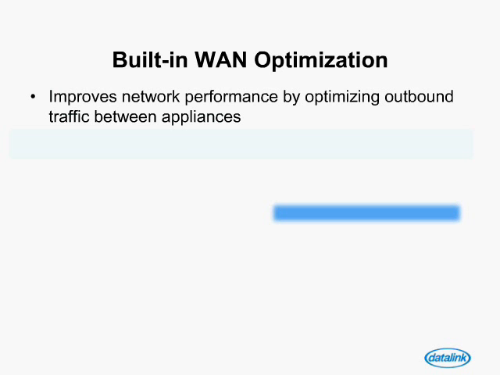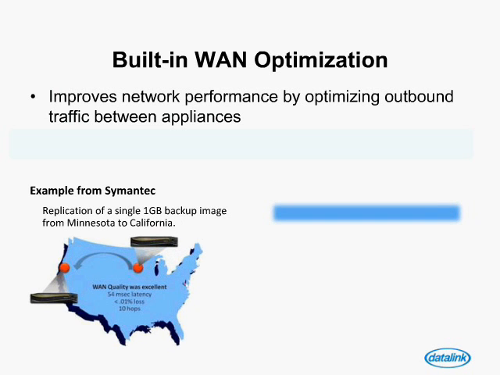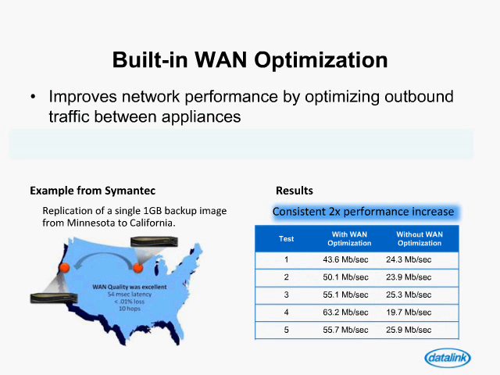And in this particular example, this is a test that Symantec has done, running from appliance to appliance, with their production being in Minnesota and the replication target being in California. And by making this particular change, you can see in each of their tests there was a consistent doubling of performance. So this is a setting that you will want to enable when you have appliances at both locations.